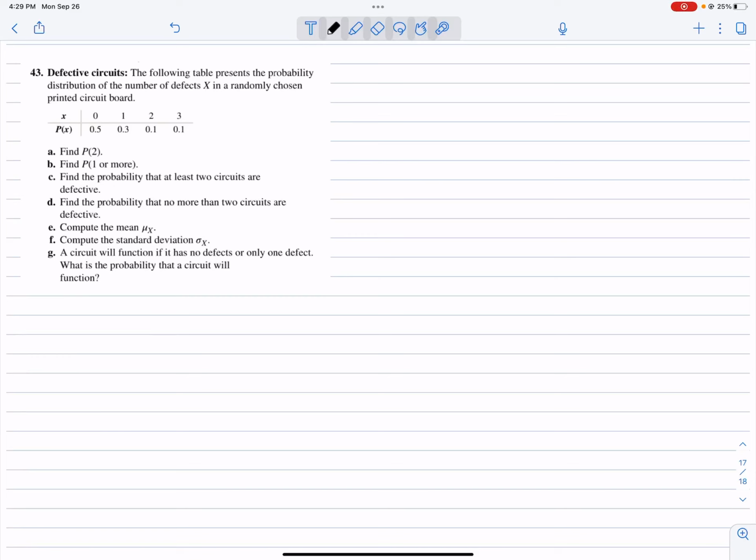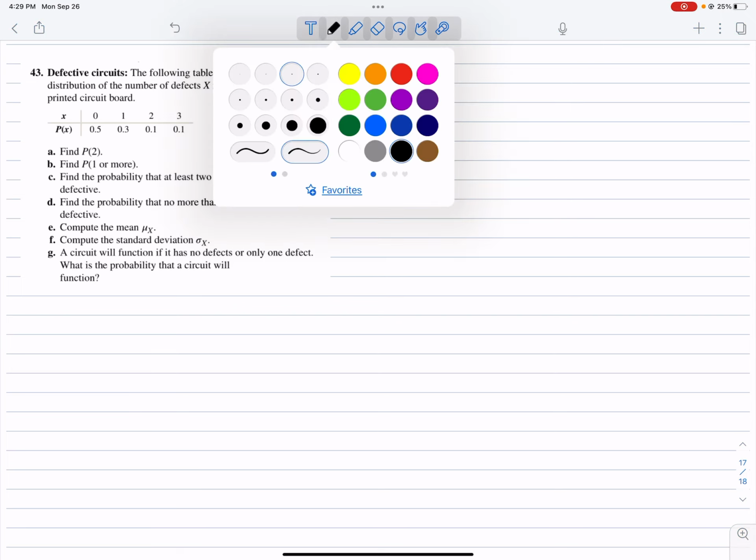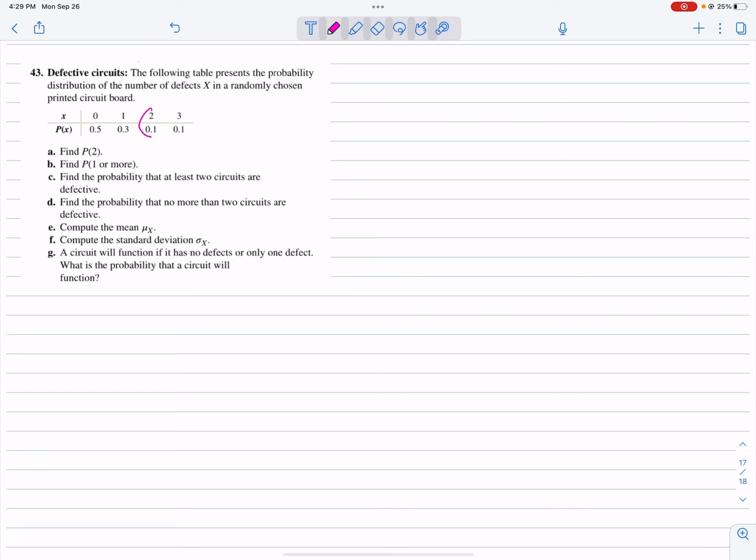Problem 43 in section 6.1. The following table presents the probability distribution of the number of defects X in a randomly chosen printed circuit board. A. Find the probability of getting 2. So in this problem, we can see that to get 2, the probability is 0.1.